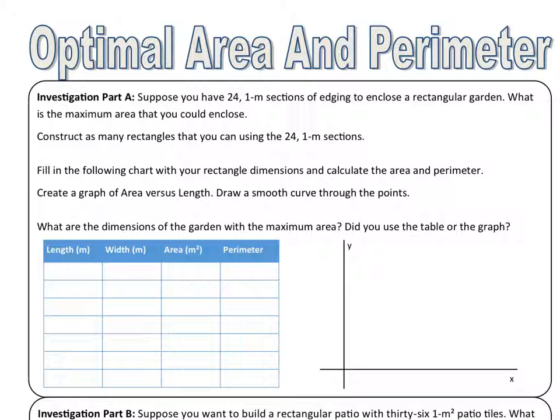Now, all I want you to do right now is construct as many rectangles as you can using the 24 1-meter sections. So you're going to have to do a little bit of math, make a bunch of different rectangles, and then decide what your length and width is for each of them. Keep in mind that you only have 24, so the amount that goes around the outside of your rectangle is only 24. So I'm going to pause the video. I'm going to do a couple, but I'm going to let you do that as well. So pause the video here and come up with as many as you can.